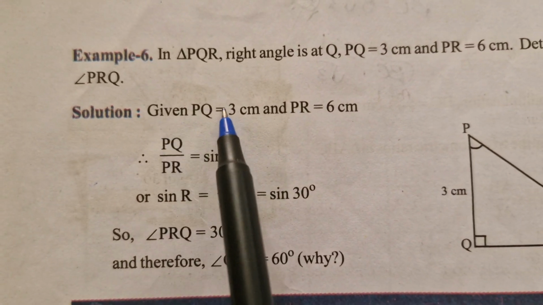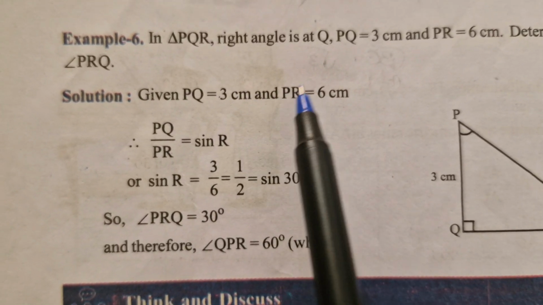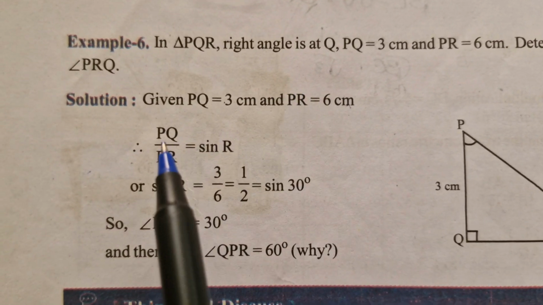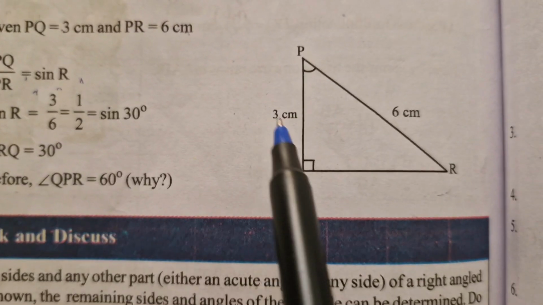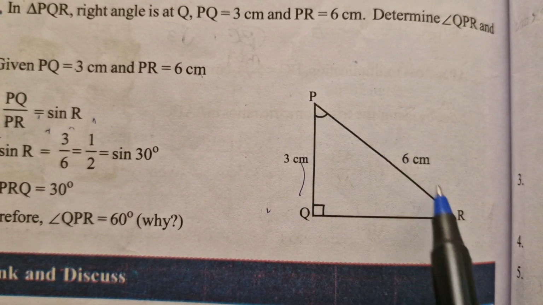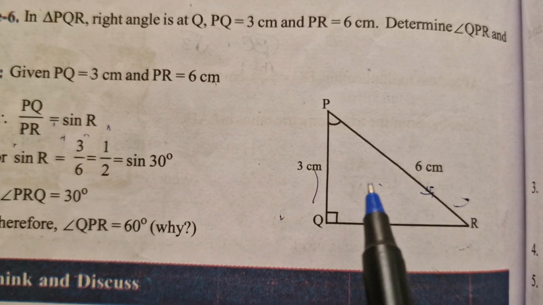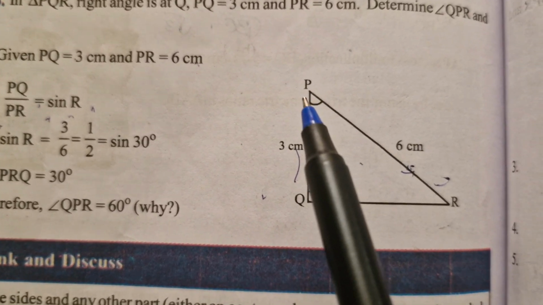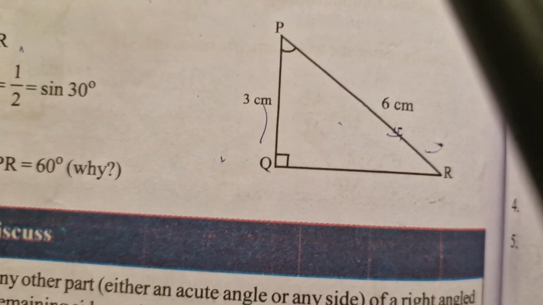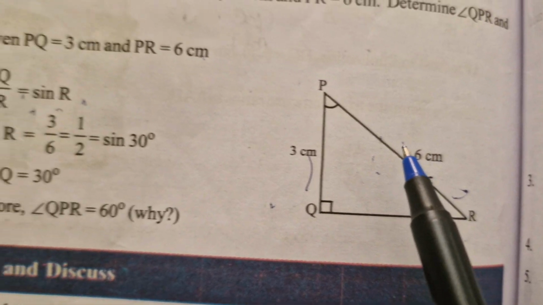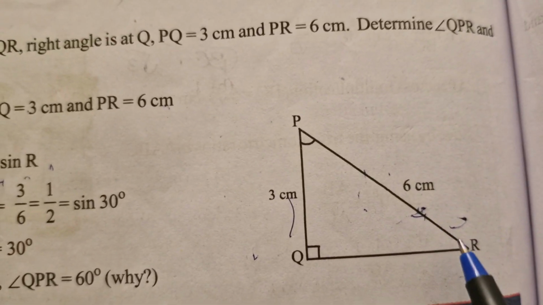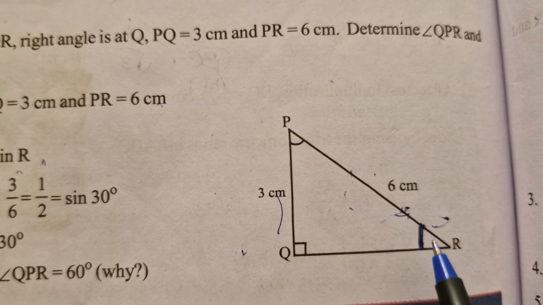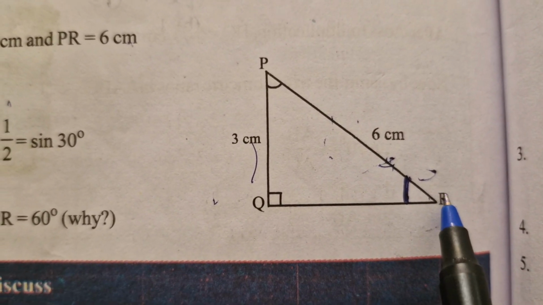So here given that PQ is equal to 3 centimeters and PR is equal to 6 centimeters. PQ by PR is equal to sin R. Since they have given both, we are taking this as sin theta. Wait, let me just clarify. Okay, they have taken this as R. We are finding the value of R here.